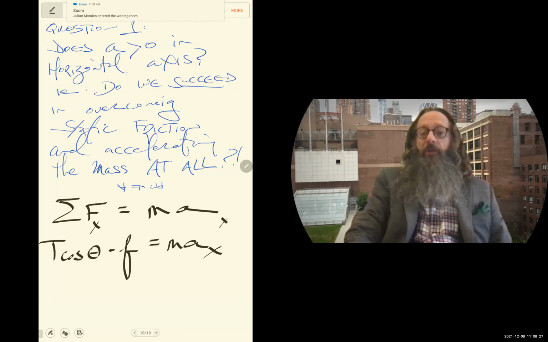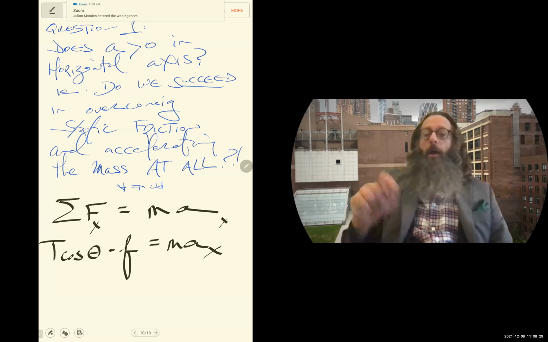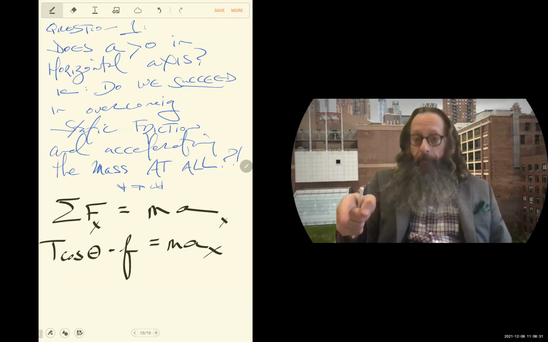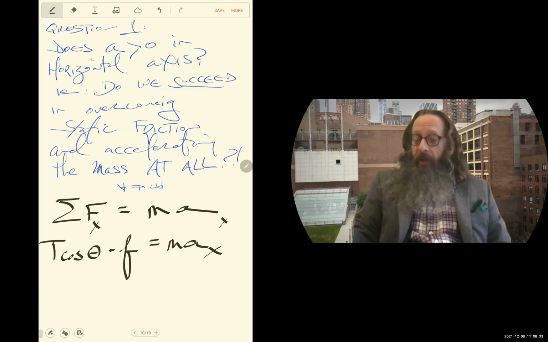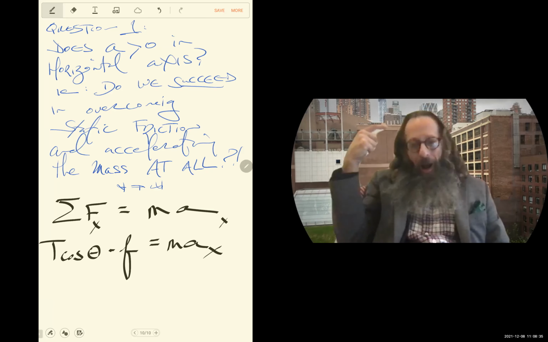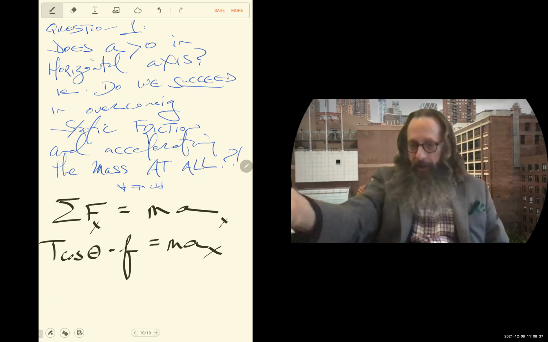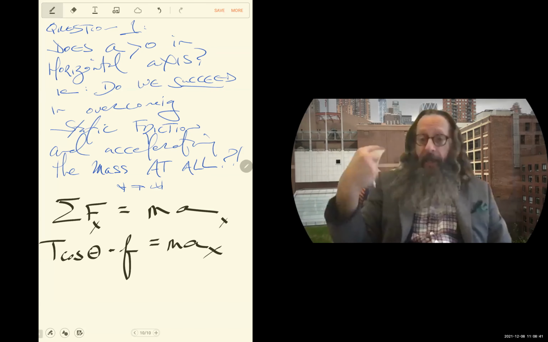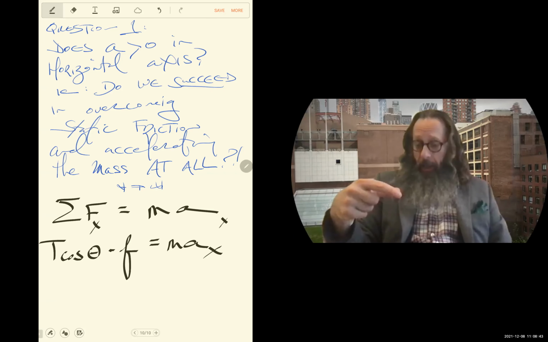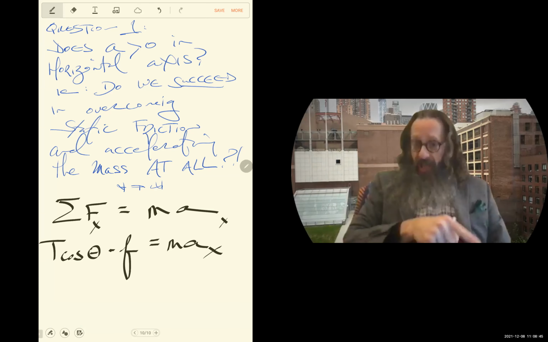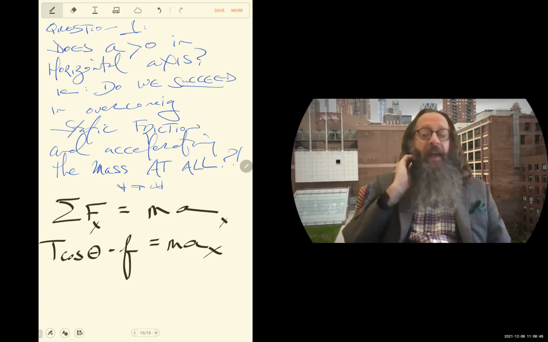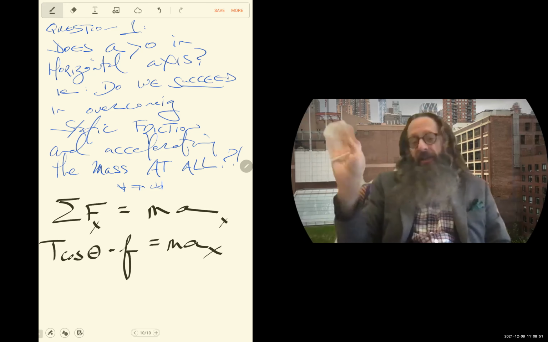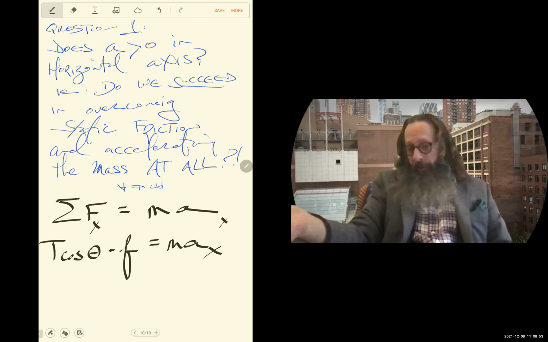Now, we don't even know if this thing is moving. So this is the stage, and are we recording? Yeah, we are. Okay. This is the stage where we're trying to find out if it's even moving, where static friction is trying to do everything it can to resist T cosine theta. If T cosine theta is nothing, then static friction doesn't have to do anything, and the block just sits there.